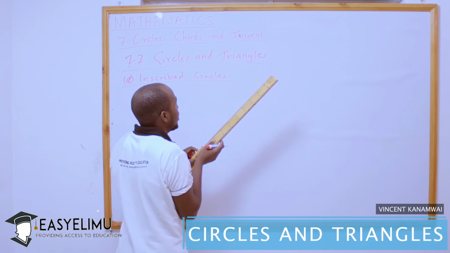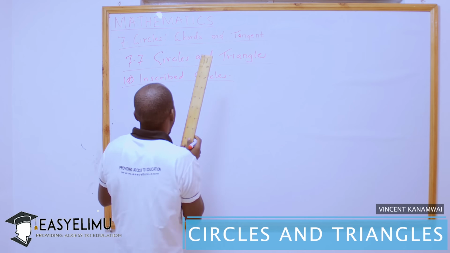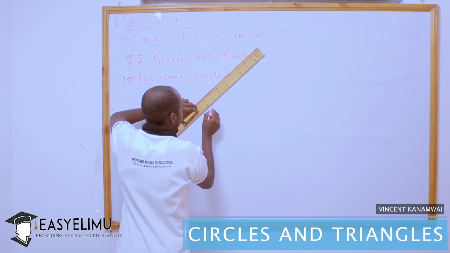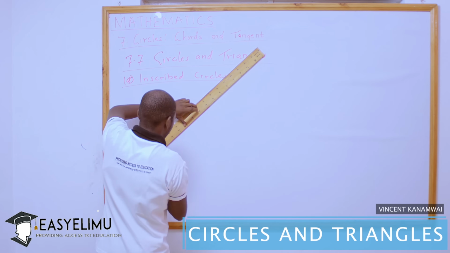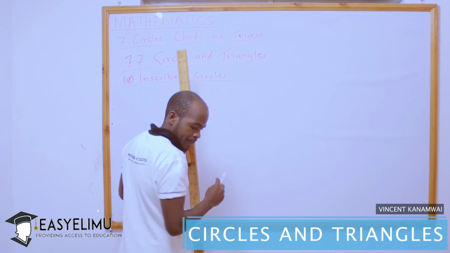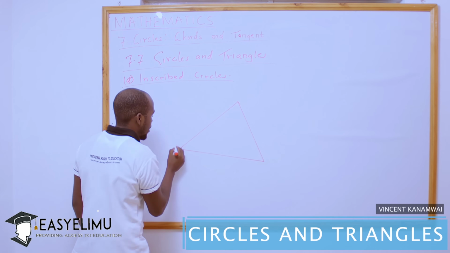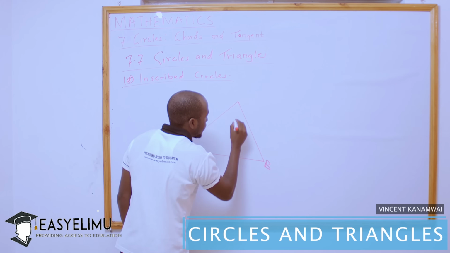We shall start with the inscribed circles, and if that is the case, we shall start with a triangle of any measurement for our case, because I don't have any measurement here. I'll call my triangle here A, B, C.